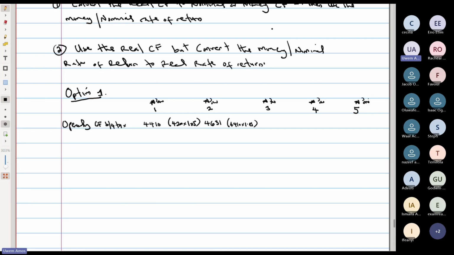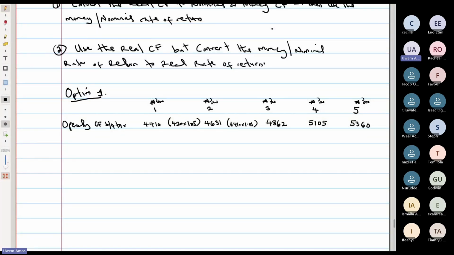Okay, so 4631, the next one multiplied by 1.05, that is 4862. Okay, the next one multiplied by 1.05, that is 5105. Next one multiplied by 1.05, that gives us 5360. You all had the same value.